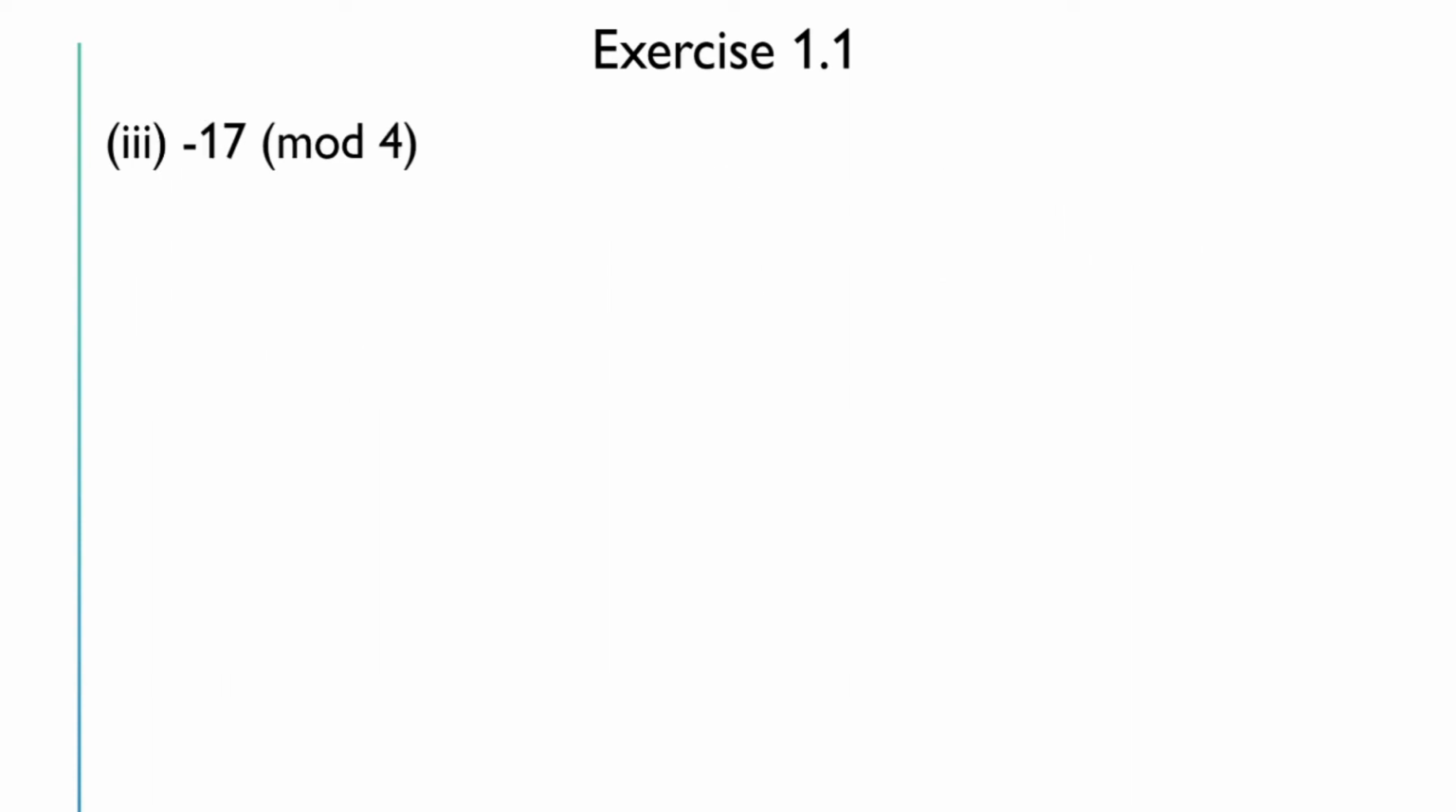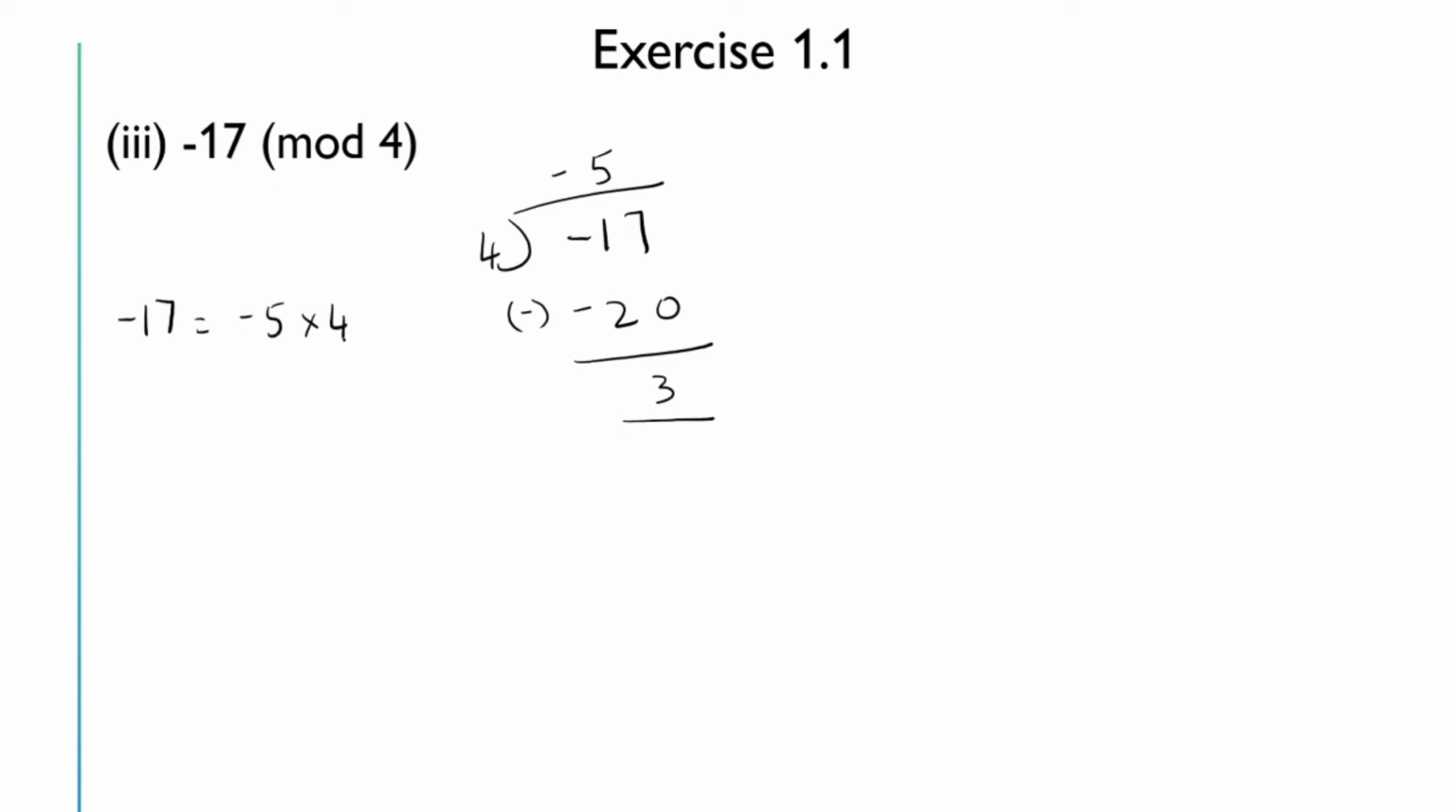The next one is minus 17 mod 4. That is, we have to find the remainder when we divide minus 17 by 4. So when we divide minus 17 by 4, we can use minus 5. Minus 5 will give minus 20. So minus 17 minus of minus 20 will be plus 3. So we have minus 17 is equal to minus 5 into 4 plus 3. Hence, we have minus 17 mod 4 is equal to 3.